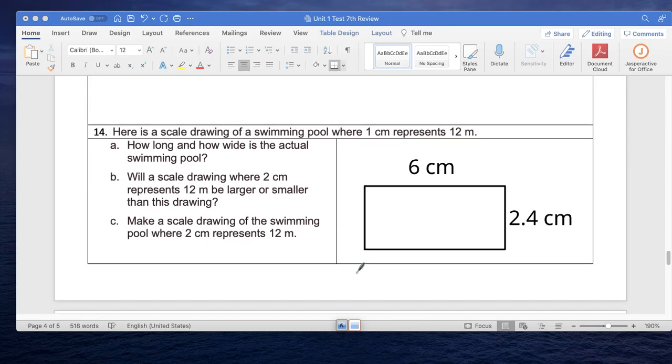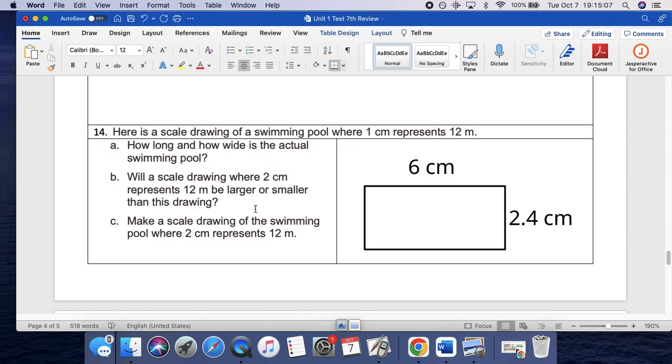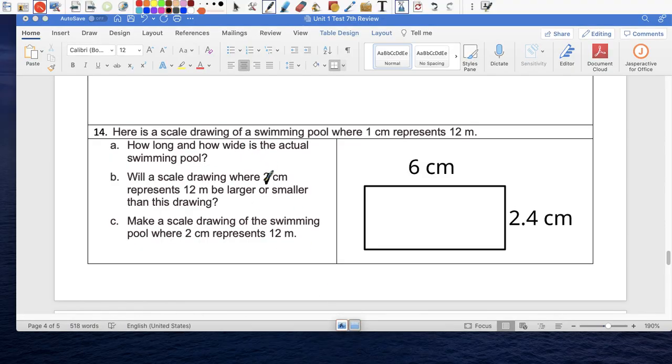Number 14 had a mistake, which was corrected. Hopefully you corrected it. Some of you got a sheet where this was a 1, and this was a 1. Please make a correction, and the correction is 2 centimeters, 2 centimeters.